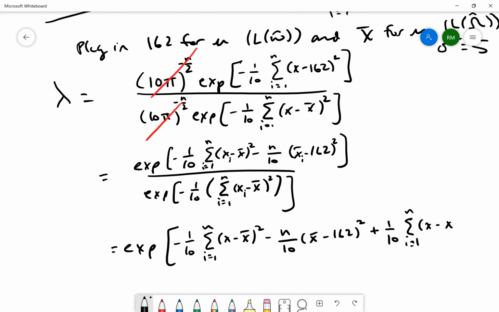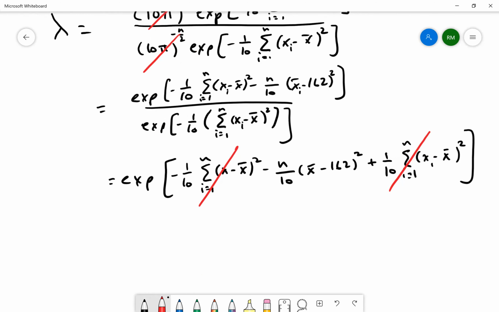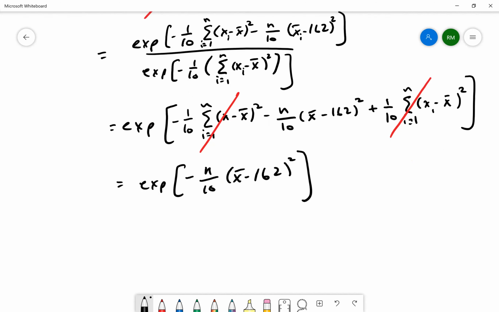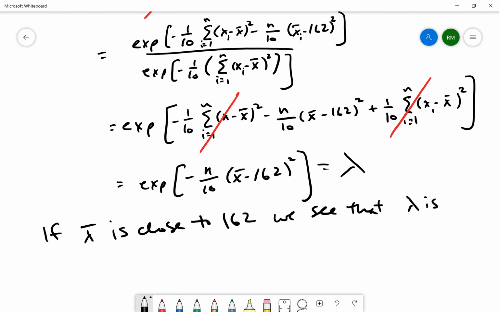Oh, it should have been xi's. My bad. Okay. See that these cancel out. And what I'm left with is this exponential. Okay, so we need to make some observations about this. So if x bar is close to 162, we see that lambda is close to 1, because this would be 0 if x bar is 162, or close to 0, and we know that the exponential of 0 is 1.